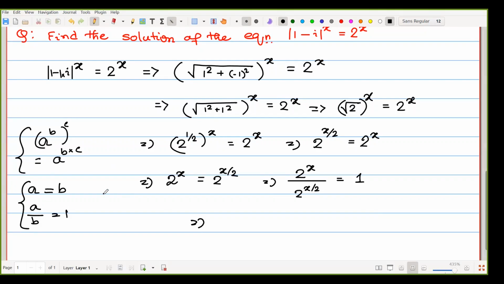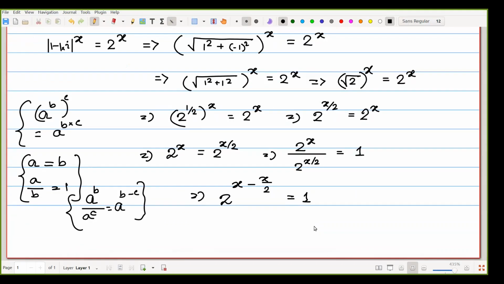Once again, we know that a to the power b divided by a to the power c can be written as a to the power b minus c. So here it can be written as 2 to the power x minus x by 2 is equal to 1, and 1 means 2 to the power 0.